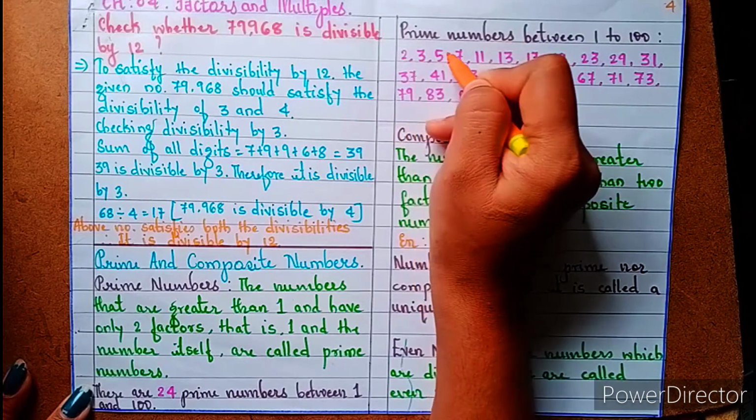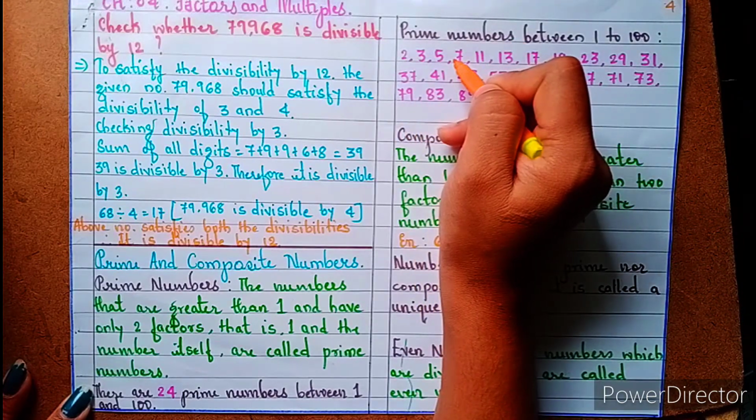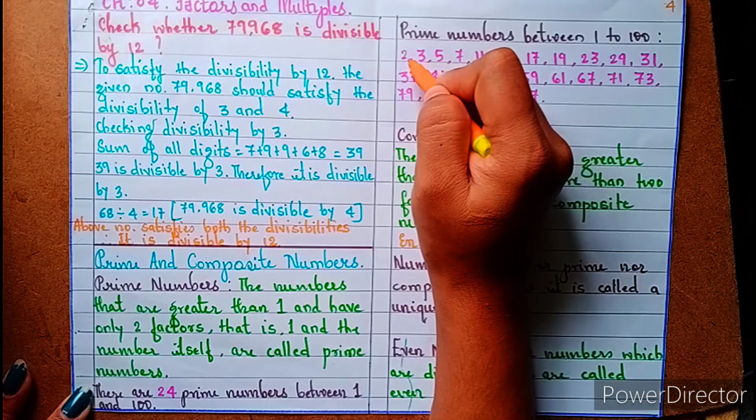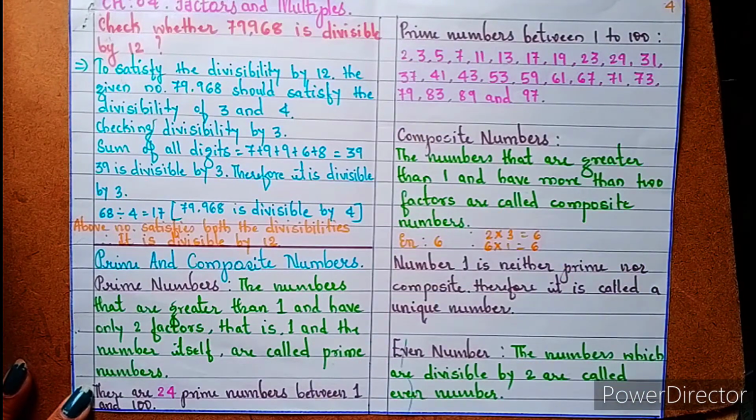But 2, 3, 5, 7, these are not composite numbers. Why? Because they have only 2 factors, isn't it? That is itself and 1. So now, even numbers. What are even numbers?